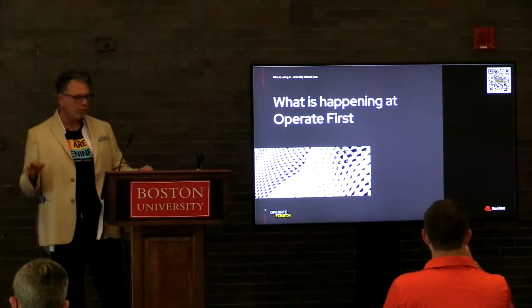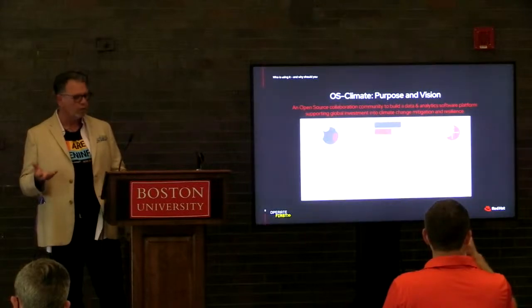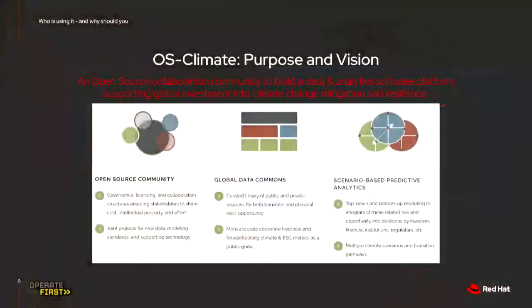So just a quick little bit about what's been happening in Operate First, who's actually using this stuff. OS Climate is a perfect example of this. They're an open source collaboration community, and they're building data and analytics software platforms around modeling financial markets and global investments to consider climate change, because all of the models don't consider climate change. So this is both a community of practice and development around data science that's happening. And they're creating a global data commons of all of the models that they've got, and then being able to provide some predictive analysis around each other.